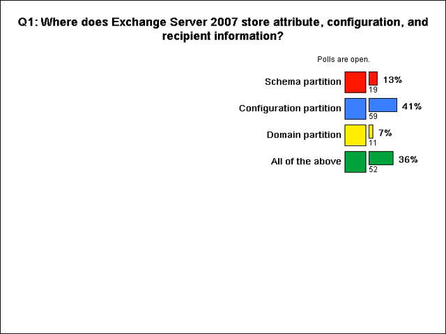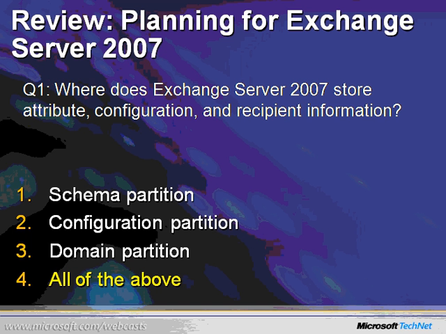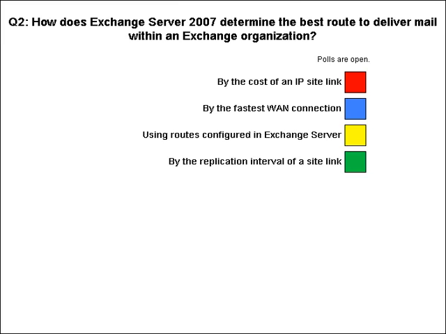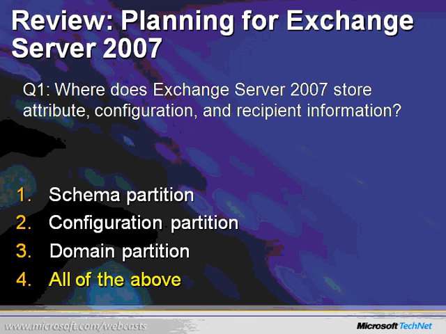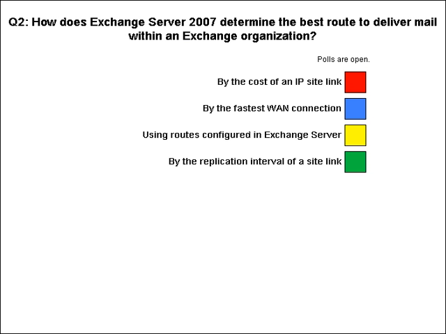It looks like we're almost dead even with configuration partition and all of the above. And unfortunately, we just spiked in the wrong direction. So let me show you the answer. It is indeed all of the above. So remember, the schema partition holds all the attributes that exist as it relates to the class objects. Configuration partition is going to maintain all the specific configuration for Exchange Server. And then the domain partition is where the recipient information is stored. So in this case, it is all of the above.